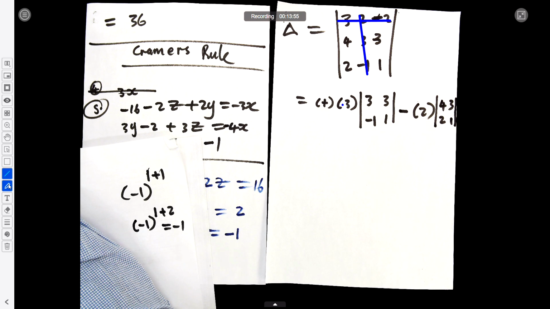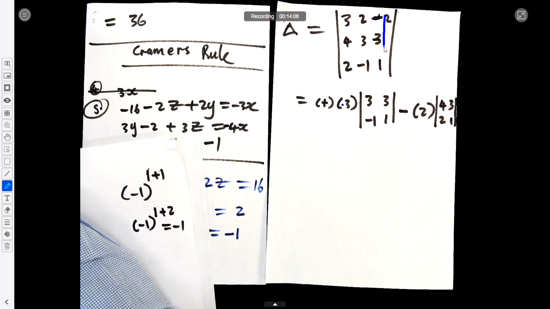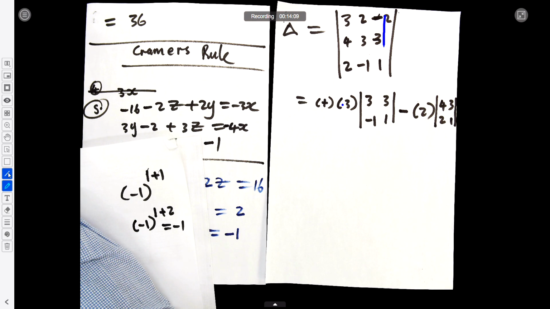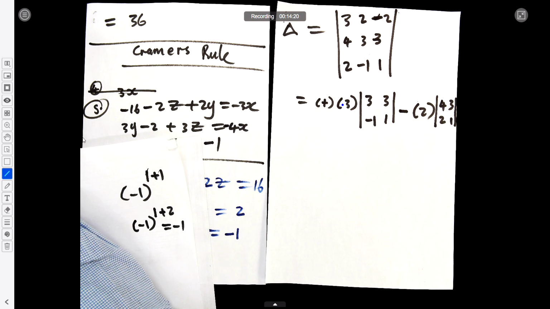Now we need to move on and evaluate using the last element in the first row. But eliminate horizontally and vertically. So in that case, we eliminated horizontally, and we do that vertically.